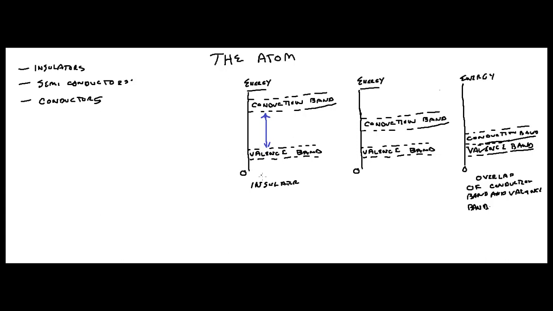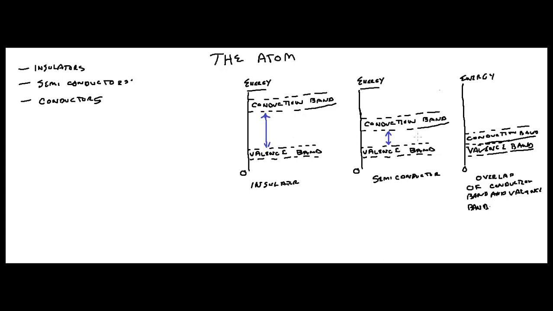Now let's look at the next one. What do you think this middle one is? This is going to be a semiconductor. All right? They have less energy, and not as much energy is required for an electron to jump from the valence band to the conduction band as for an insulator. But still energy is needed.